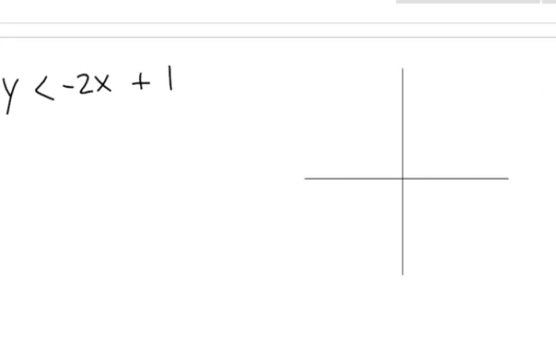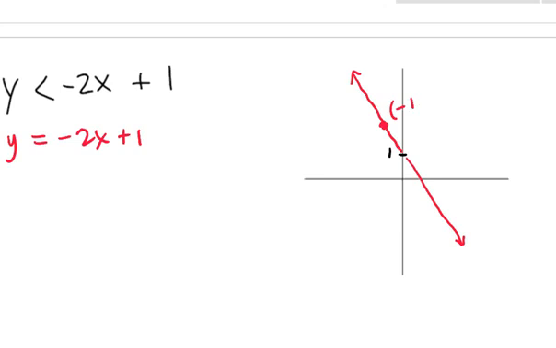Okay, next we're going to look at y is less than negative 2x plus 1. First, I'm going to graph y equals negative 2x plus 1. And maybe I'll look at the point where, say, x is negative 1. Okay, so negative 2 times negative 1 is 2, plus 1 is 3. So this is negative 1, 3.